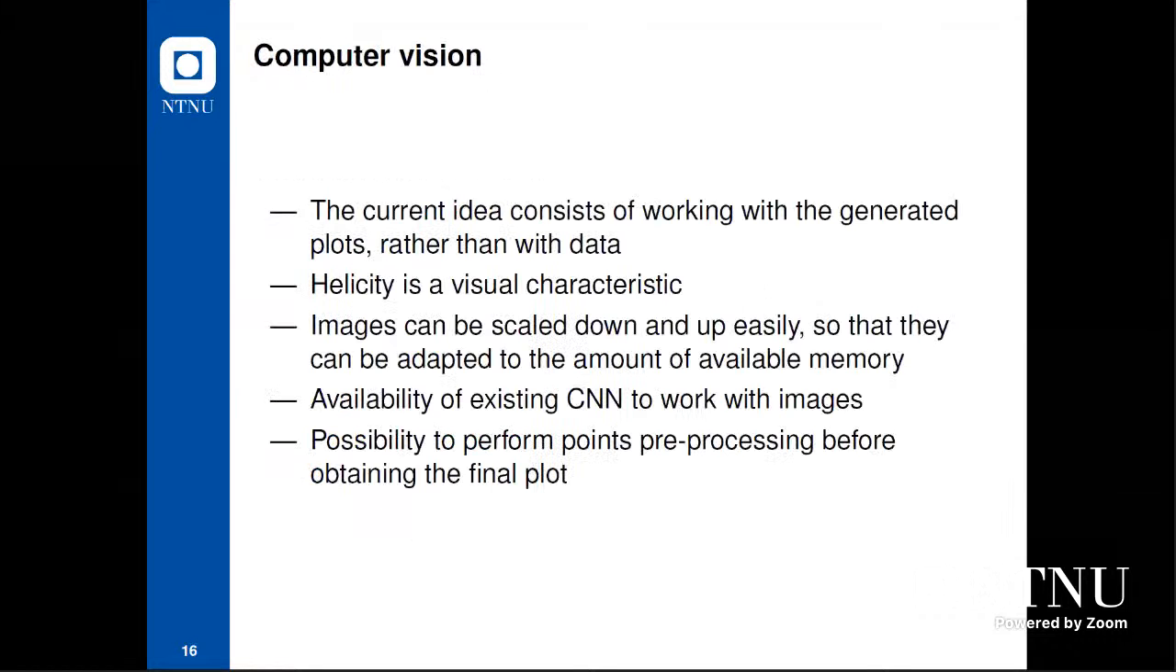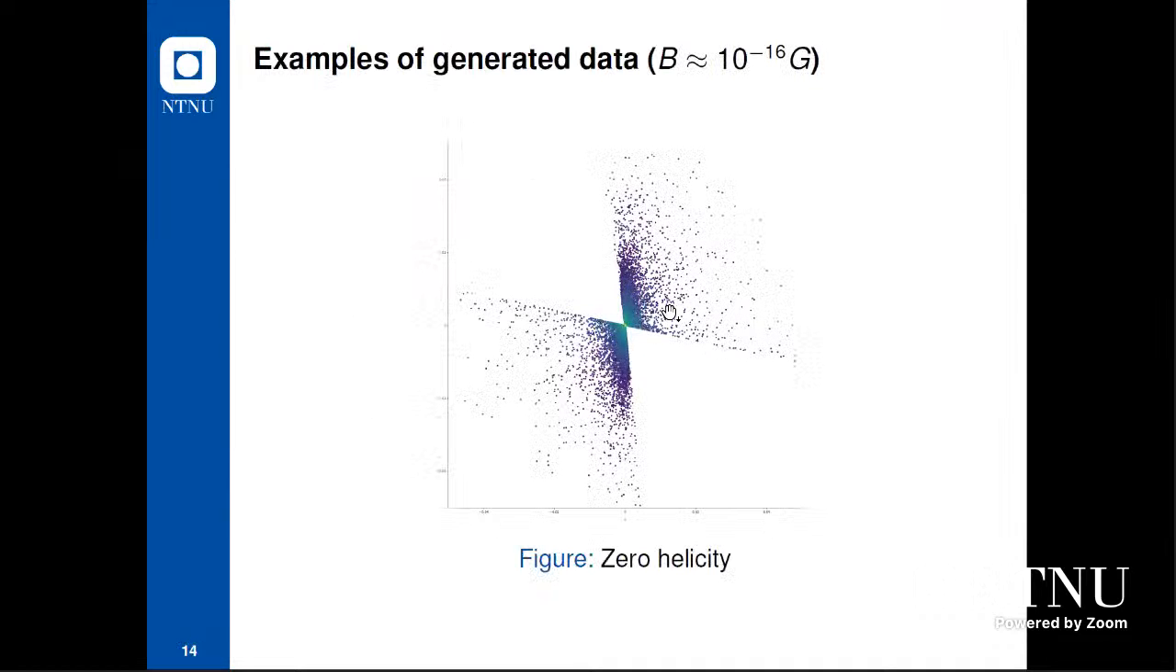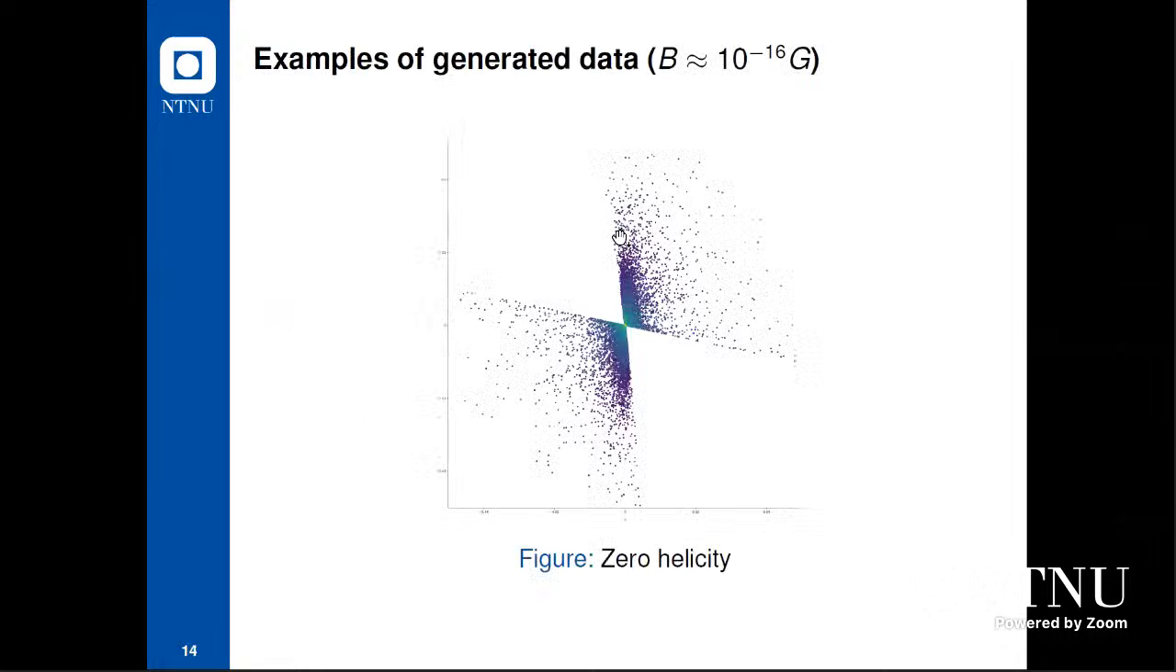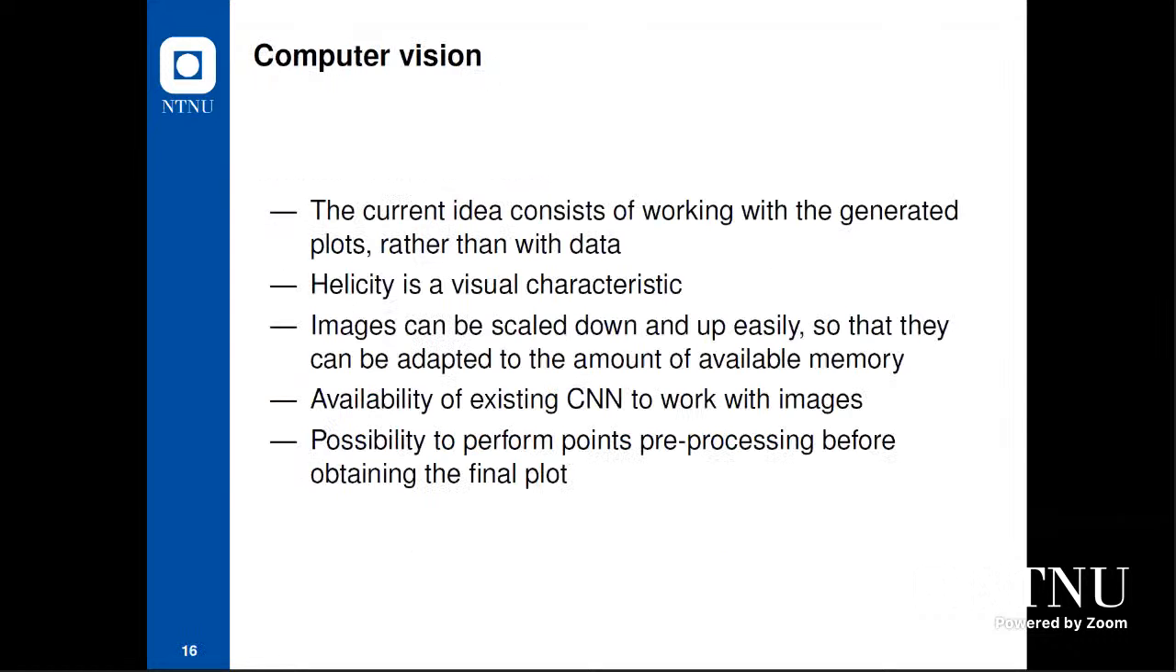So the idea consists of taking the initial data and transforming those data into those plots where the color represents the energy associated to one point. Then, since helicity is a visual characteristic, it is very important to use convolutional neural networks, since they work with images, and since in this case it is important to understand the relationship between points. And so CNN does exactly this with convolutions.